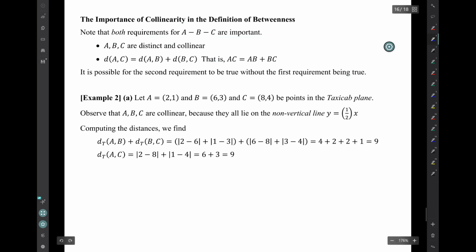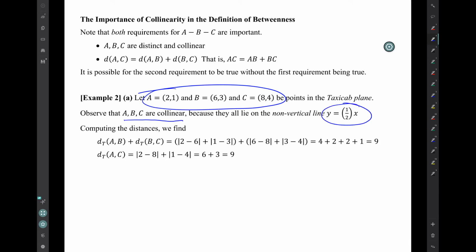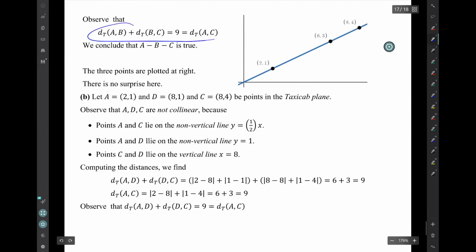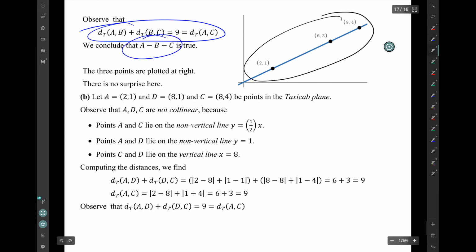So for instance, here's an example. Let A, B, and C be these 3 points in the taxicab plane. 2, 1, 6, 3, and 8, 4. Notice that those points are collinear because they all lie on the non-vertical line y equals 1/2 x. When we compute the distances, we find that the distance from A to B plus the distance from B to C is 9, and the distance from A to C is 9. So observe that that equation is true. The distances do add up, and the points are collinear, so we can say that B is between A and C. Those 3 points are plotted here at right.